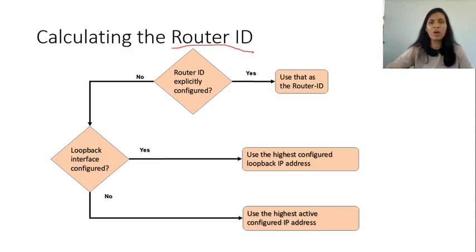You can explicitly configure the router ID on the router using the router ID command. If you configure the router ID on the router using the router ID command, that IP address would be taken as the router ID for that router. If the router ID is not explicitly configured on the router, then the router will check if there is some loopback interface configured on it. If there is a loopback interface configured on the router, then the highest IP address configured on the loopback interfaces would be considered the router ID.